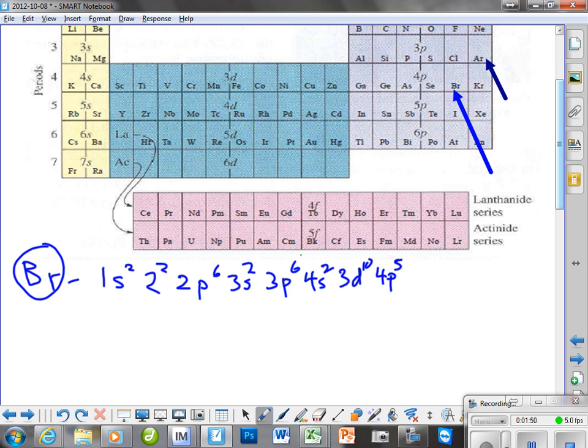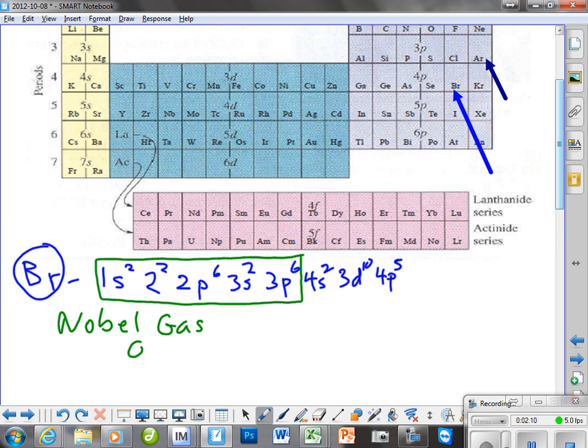So what I'm going to do is draw a box around the noble gas, or the configuration for the noble gas argon. Now, when I'm writing the noble gas configuration, I write the symbol for the noble gas, and then I put a bracket around it. Oh, a lot shorter.